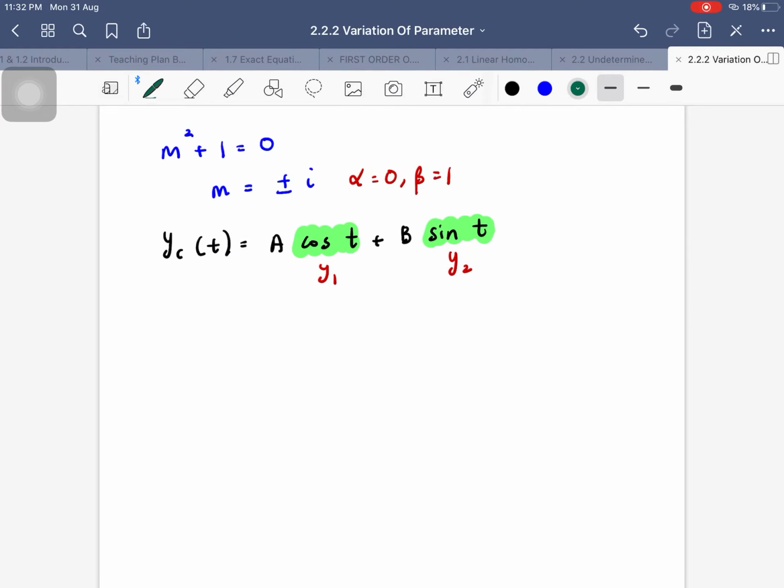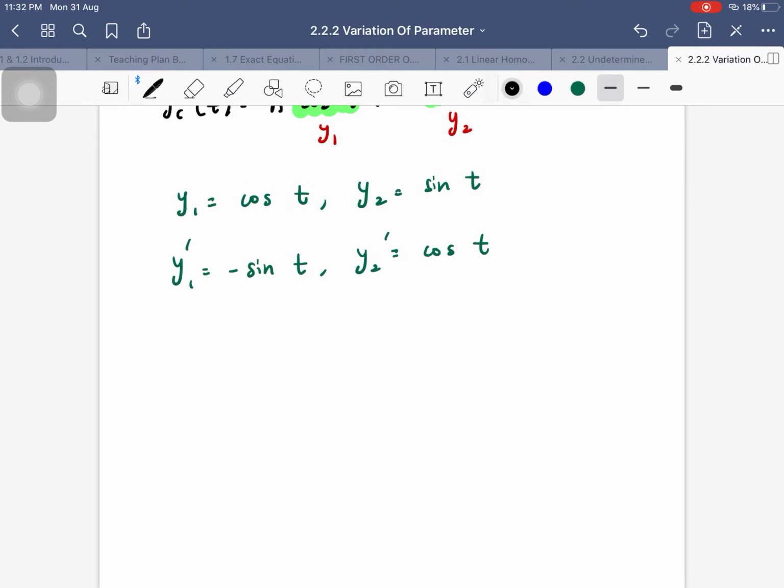Okay, so now I'm going to write right here. The fact that my y1 is given by cos of t and y2 is given by sine of t. So I'm going to find the derivative of both of them. So cos is going to be negative of sine and sine is going to be cos. Okay, so now I can find the Wronskian. So the first elements are going to be the same, cos of t, negative sine of t. So here I'm going to have sine of t, and this is going to be cos of t.